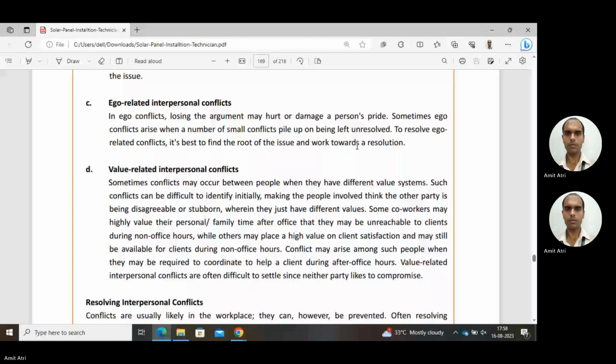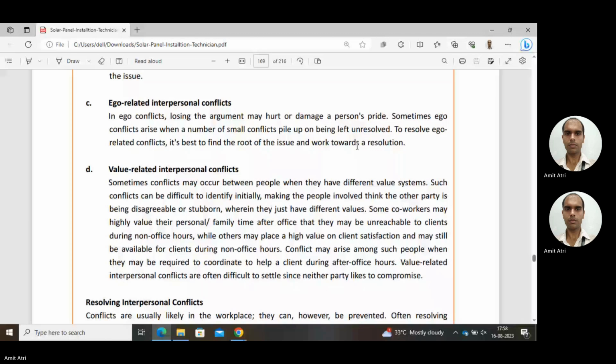Because different value systems are there, people think that the other party is not agreeing. Some co-workers may highly value their personal family time after office. So he is spending the time with his family and cannot spare time for the office after working hours. In that time, if the client is trying to reach the employee, then he won't be responding.